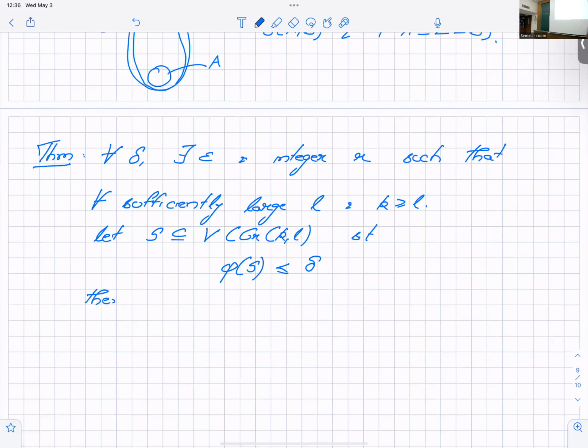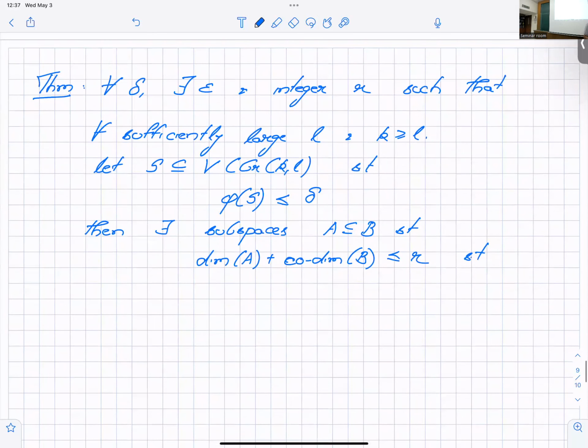Then there exist subspaces A a subset of B such that dimension of A plus codimension of B is less than or equal to R, such that the relative density of S intersection SAB is at least that is, even though S is this one, once you focus on this particular SAB, it looks like a large fraction. So it sort of says those counterexamples are the only sort of counterexamples.